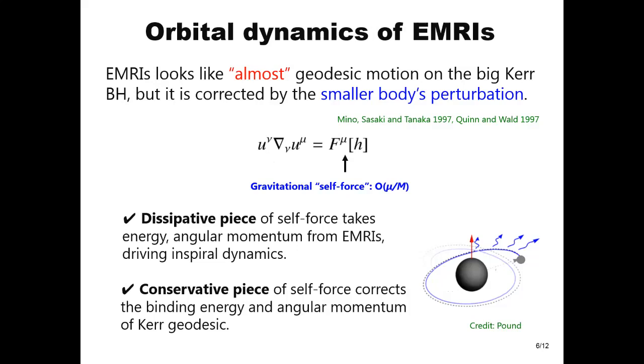In this perturbative picture, the orbital dynamics of EMRIs looks like almost geodesic motion on the big black hole because the companion is just a small body. However, the small body, no matter how small, is not a test mass, and it is important to include the small body's perturbation to correct the geodesic motion. Indeed, the small body perturbation back-reacts on the orbital motion, giving rise to the so-called gravitational self-force. Taking the gravitational self-force into account in the modeling of EMRIs is crucial because the self-force takes energy and angular momentum from EMRIs, driving the inspiral dynamics. So this is a key part to model the EMRI orbital dynamics.